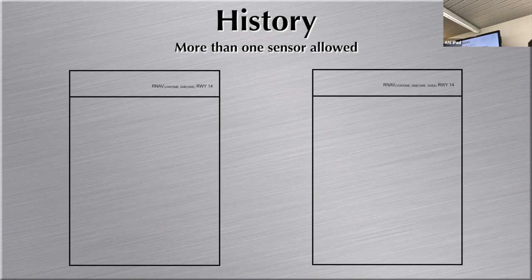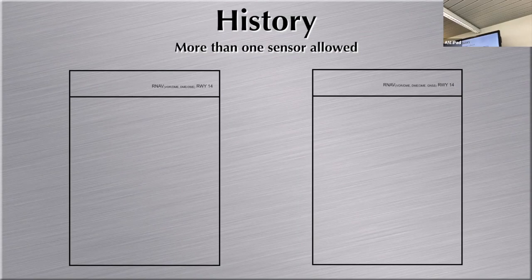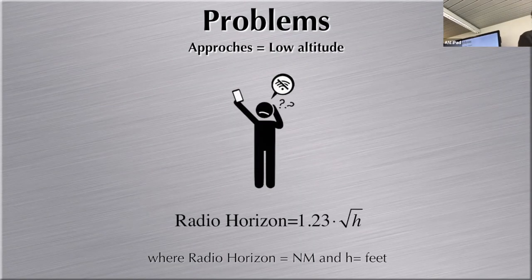If all of them were allowed, you had to put all of them in the brackets. So you had VOR DME, DME DME, GNSS in the brackets. So the title became extremely large. Nobody knew at the time, or nobody was aware, that this concept would result in a problem, especially at low altitudes, because we have radio horizons that can be calculated with the formula 1.23 times the square root of the height. In this formula, radio horizon would be nautical miles, height would be feet, which logically means that the lower you are, the less coverage you can get from one particular station.